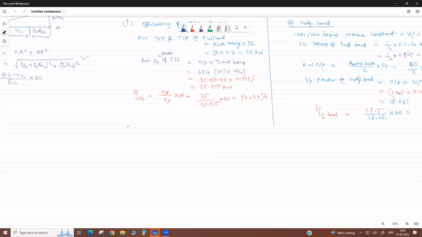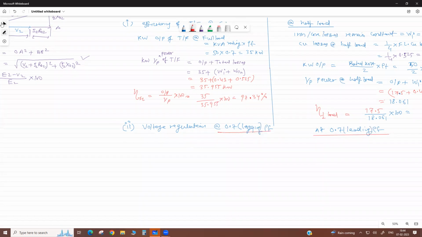Second part: voltage regulation of the transformer at 0.7 lagging power factor, and here we write leading power factor at 0.7 leading power factor.